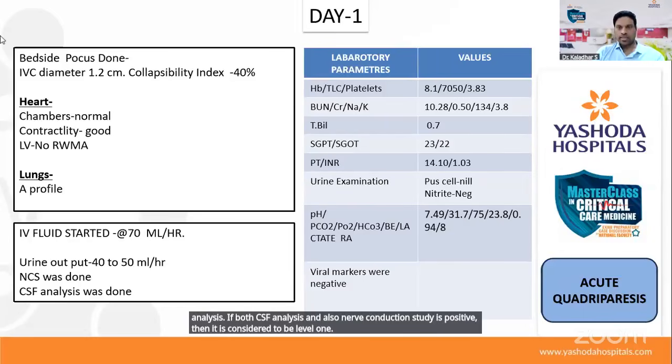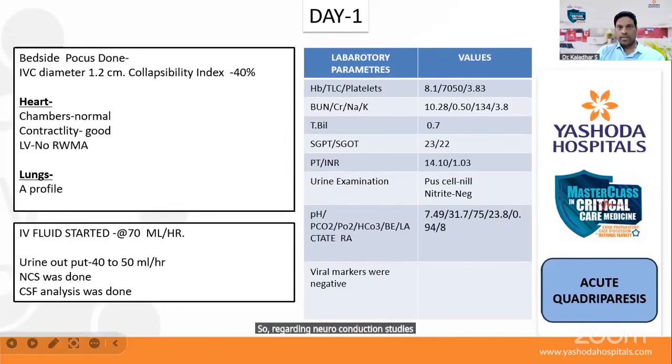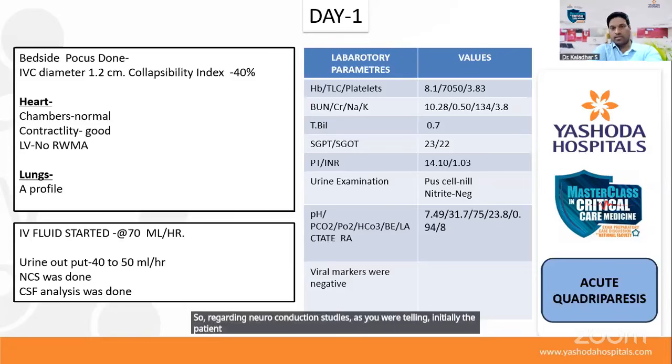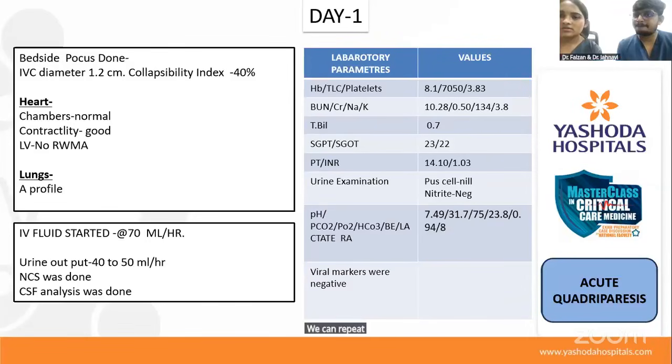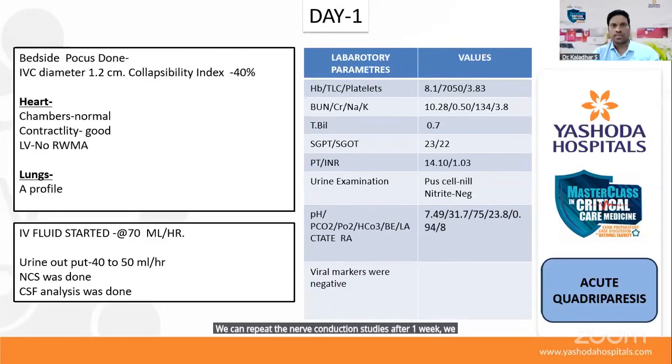So, regarding nerve conduction studies, as you were telling, initially the patient presented and nerve conduction studies were not much pointing towards GBS. Will you still consider the diagnosis of GBS, or what is your approach at that point? We can repeat the nerve conduction studies, sir. After 1 week we can repeat. So that is the basic approach.